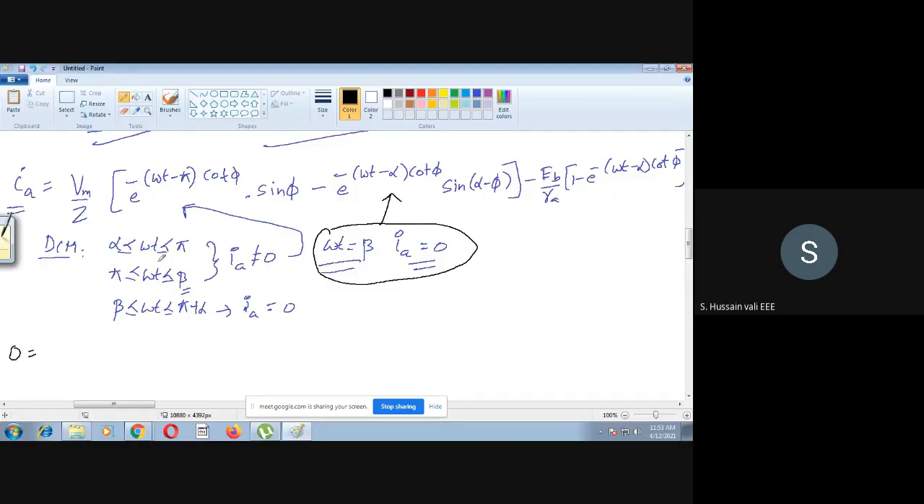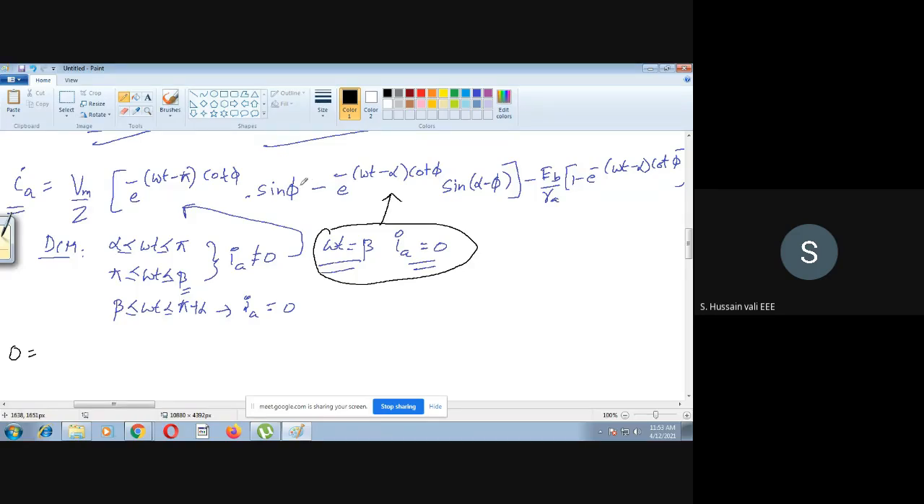See here, alpha to pi, pi to beta. Alpha to pi, we have seen thyristor T1 is conducting, whereas pi to beta, the freewheeling diode is conducting. This is what I told last class. Then in both the cases, IA will be there. That IA expression I have just rewritten here once again.